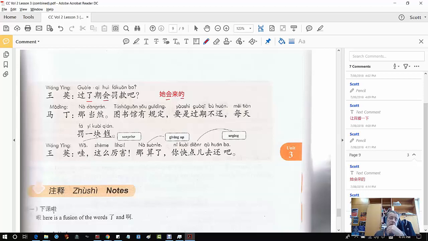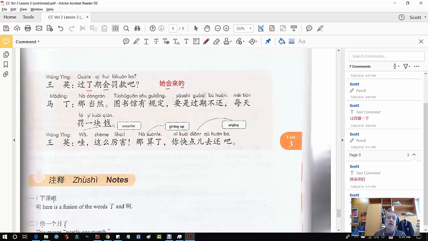So this is saying, if it's overdue, will you be fined? And the ba there, of course, is assuming that you will. And Ma Ding confirms that and says, 那当然, yes, of course, 那当然, 图书馆有规定, 要是过期不还, 每天罚1块钱. So again, with these longer sentences, just look at them clause by clause. And at the end of it, once you've worked out independently what each clause means, then think about how the clauses relate to each other.